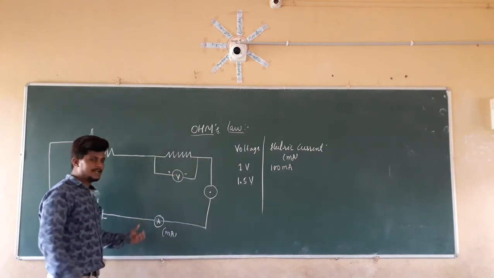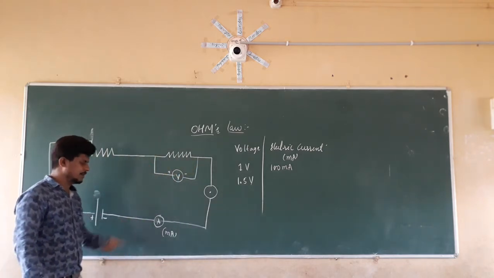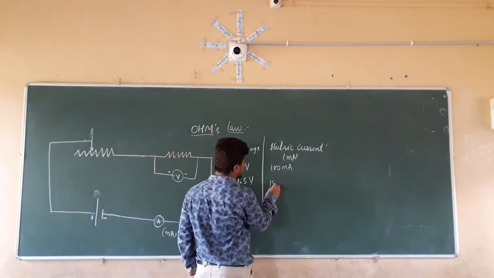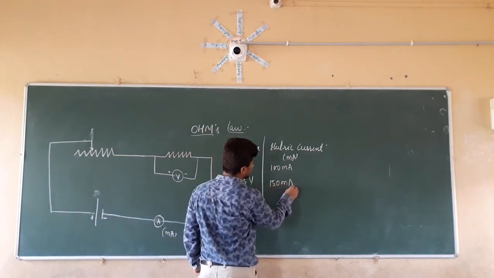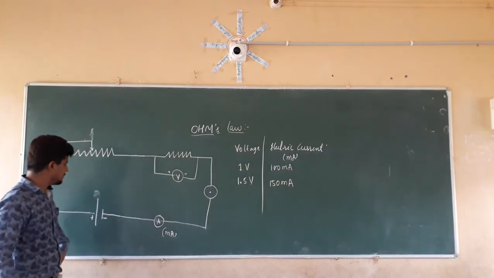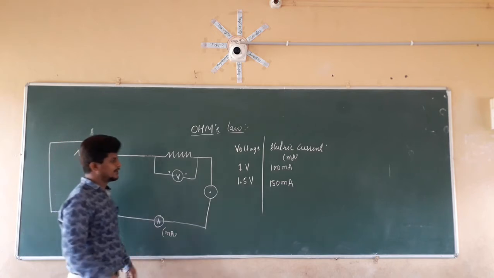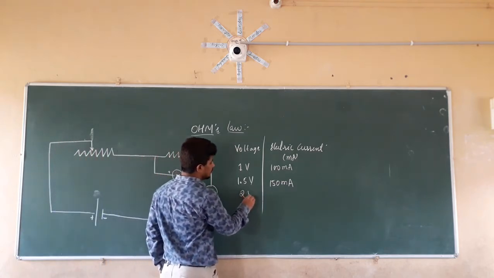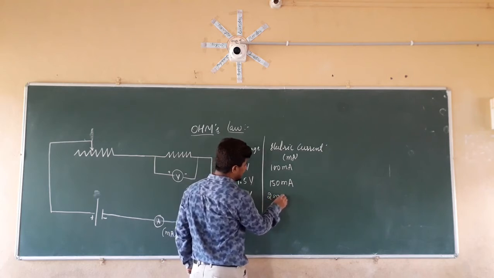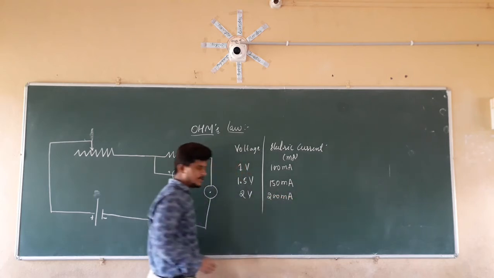again the amount of current is increased. When you check the ammeter, the amount of current becomes 150 milliamperes. In the same way, if you go on increasing the voltage to 2 volts, again the amount of current increases to 200 milliamperes.